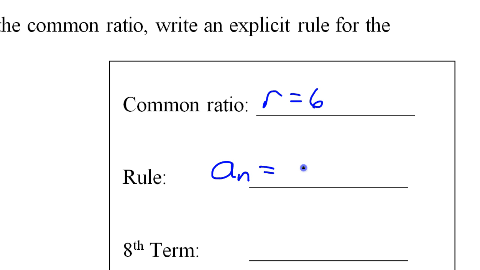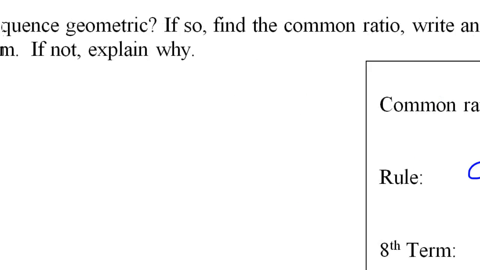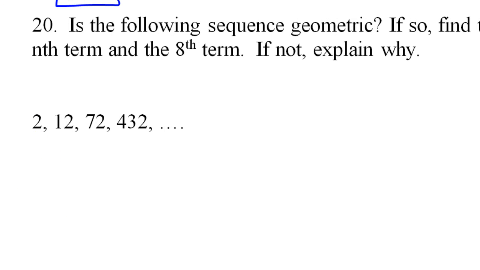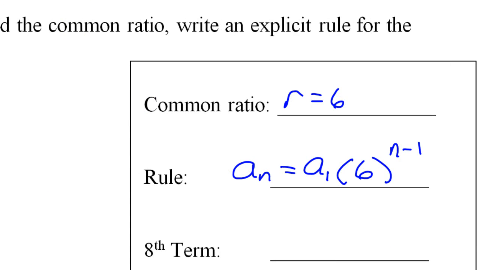The nth term is going to equal the first term times the common ratio to the n minus 1 power. Alright, that's the general model. So we just found r was 6, so we could go ahead and put that in. A1 is simply the first term, which is 2. Okay, so that's the rule right there.